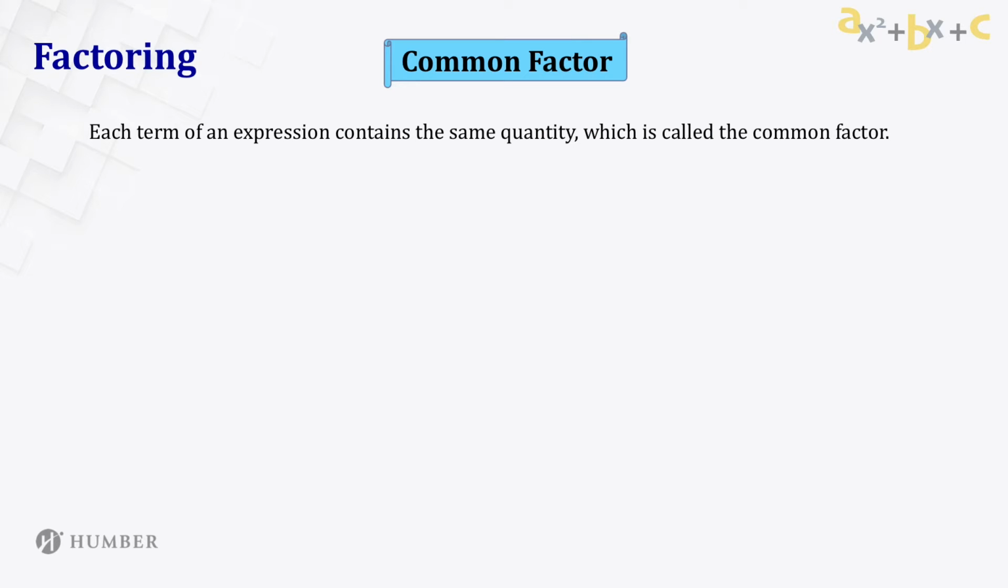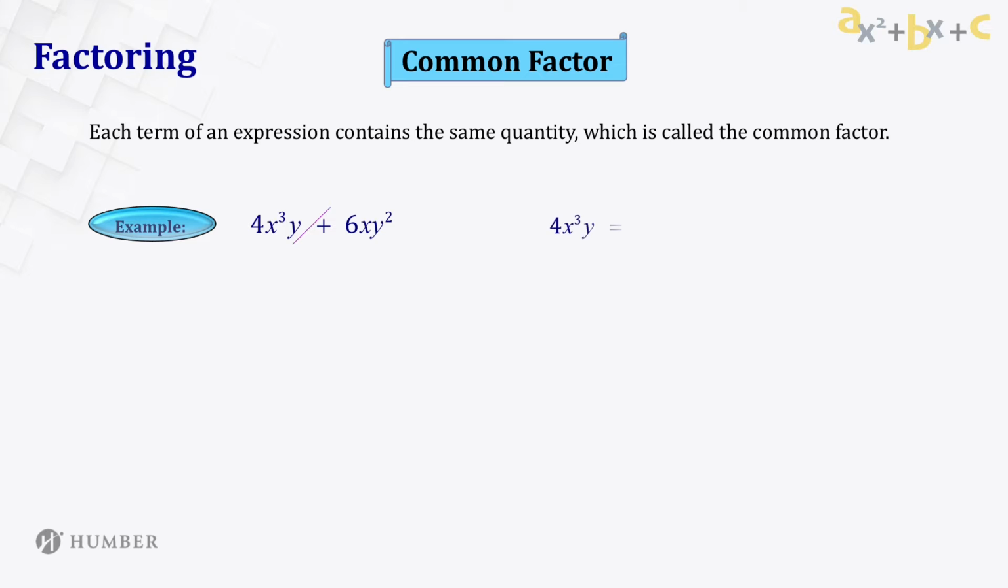Let's start with the common factor. The common factor is the same quantity in each term of an expression. Let's start by looking at an example. First, we need to check the number of terms. These terms are separated by plus or minus sign. As we can see, there are 2 terms in this question.